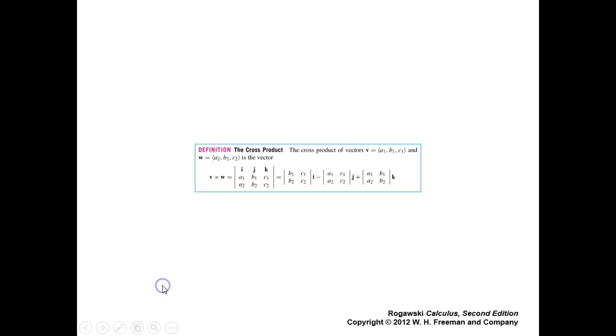Let me just do it here. Oh, I probably already got it. Nope. One minute left. Okay, this shouldn't take long. All right. I'm going to do this one here. Determinant of I, J, K, A1, B1, C1, A2, B2, C2. Okay, here's what you do. Repeat the first two columns: I, J, A1, B1, A2, B2.